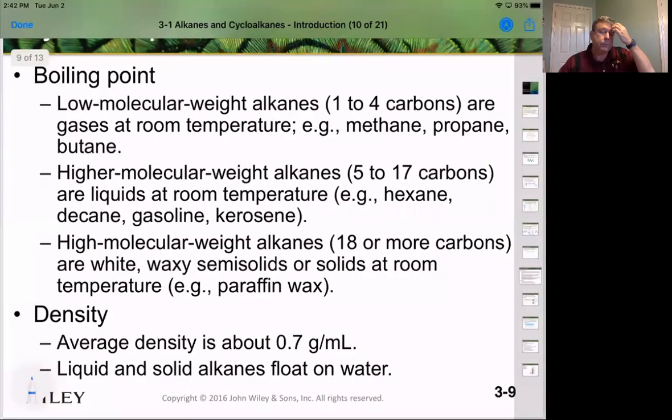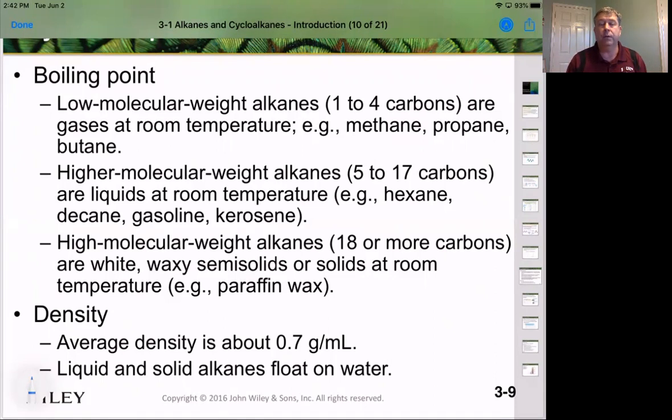Okay, so one of the reasons we know these constitutional isomers are different is because they have different boiling points. Once we start with very low molecular weights, from 1 to 4 carbons, most of these are gases at room temperature. So you think about methane and propane, which are in cylinders, and butane lighters. That's just a little bit below room temperature, but it's still a liquid if it's pressurized.